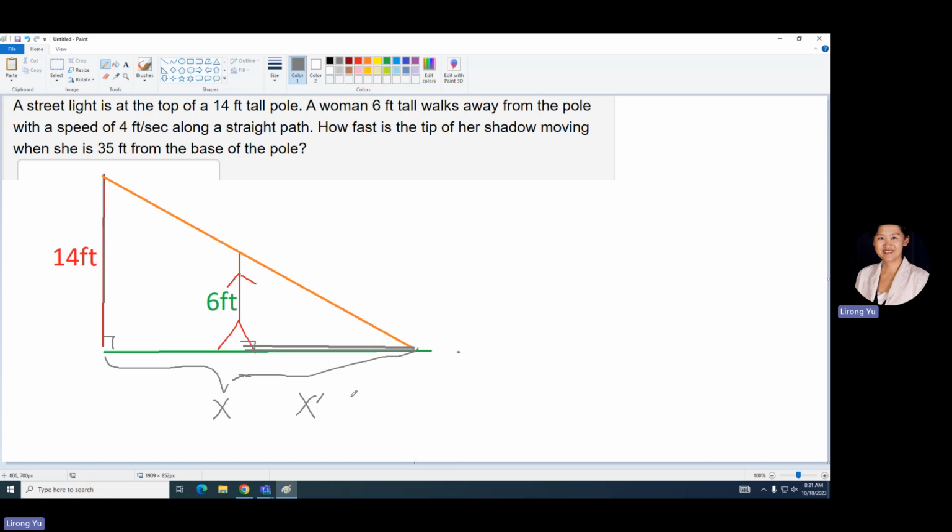All right, I have students who made a mistake: they called this one the x, and there will be a problem. If you take this as your x, then you will have a smaller rate of change because this is also moving.